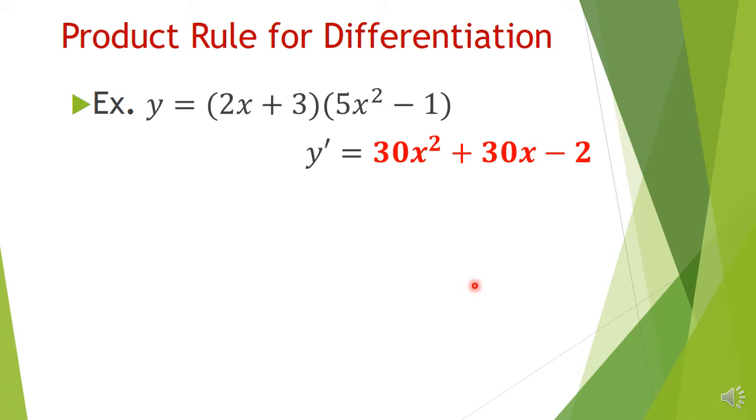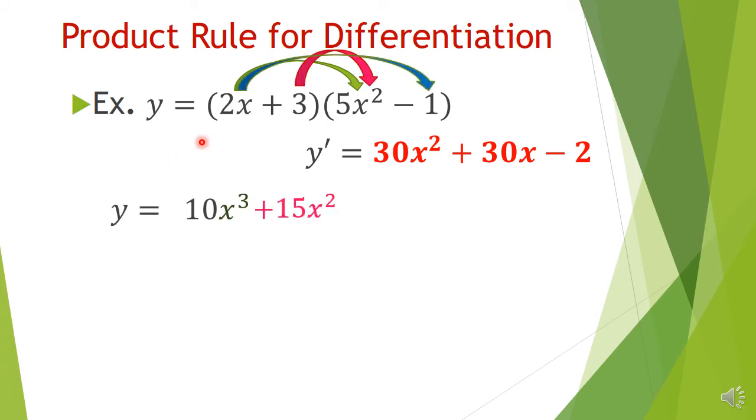Suppose we want to multiply it first. We don't want to apply the product rule. So, we use the FOIL method, or the distributive property. So, let's multiply first. Suppose we don't want to use the product rule. We can afford to do that with this example. So, we have 10x cubed plus 15x squared minus 2x minus 3.